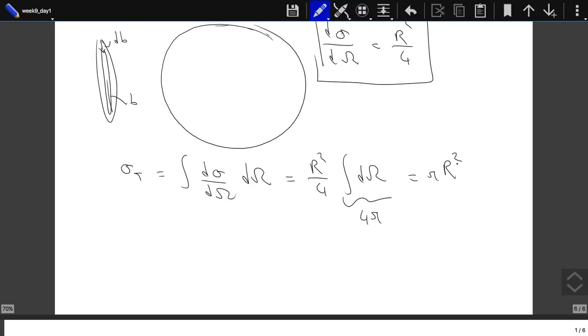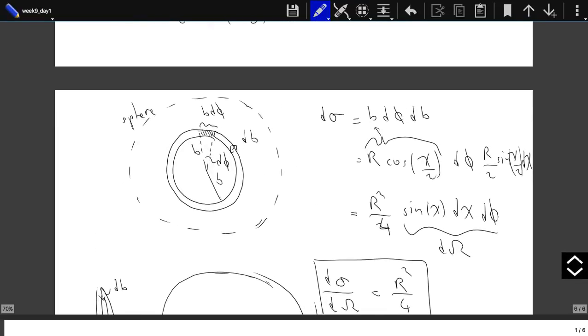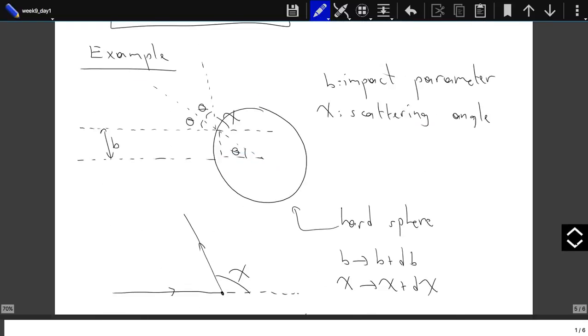Now, any questions? Can we make similar generalization for other three-dimensional shapes? Well, you see, if you want to change the shape, you have to find the relation between the scattering angle and the impact parameter. So that will be the tough part. How do you, for an arbitrary shape, relate the impact parameter to the scattering angle? Once you can find it, then you're done.